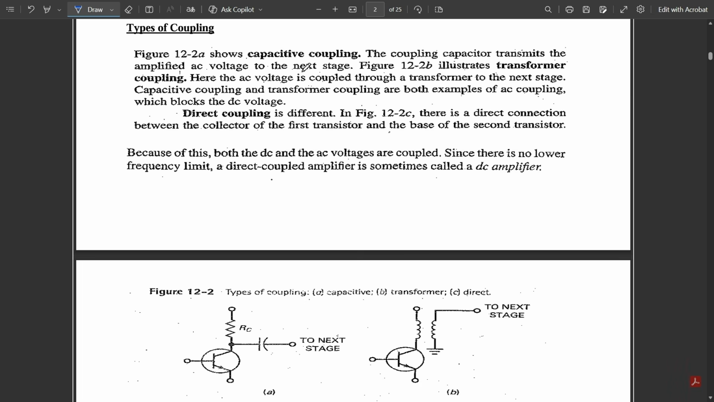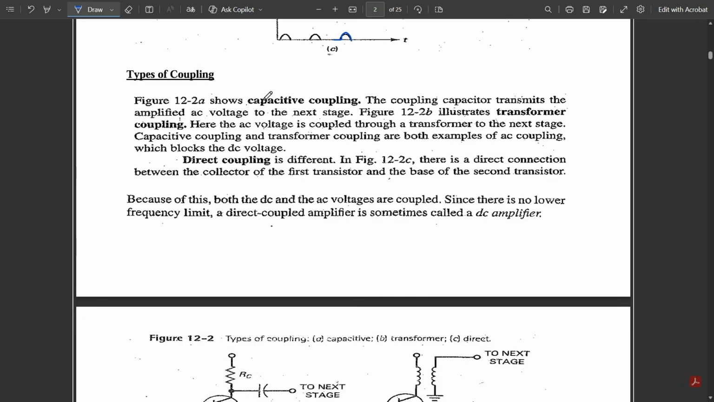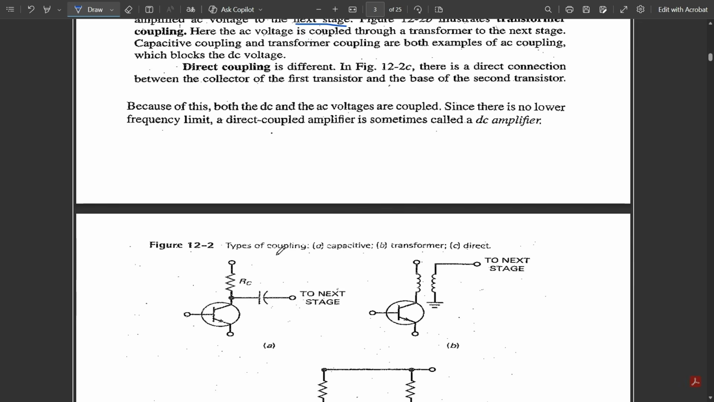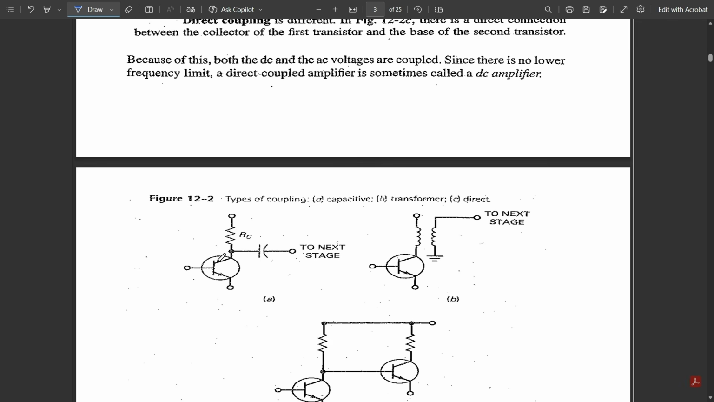So figure 12.2a shows the capacitive coupling. The coupling capacitor transmits the amplified AC voltage to the next stage. Okay, so this is the capacitive coupling here under types of coupling. So we are using one NPN transistor here, one collector resistance, and this is the coupling capacitor used to be followed in the next stage. Okay, so that's why this is called capacitive coupling.